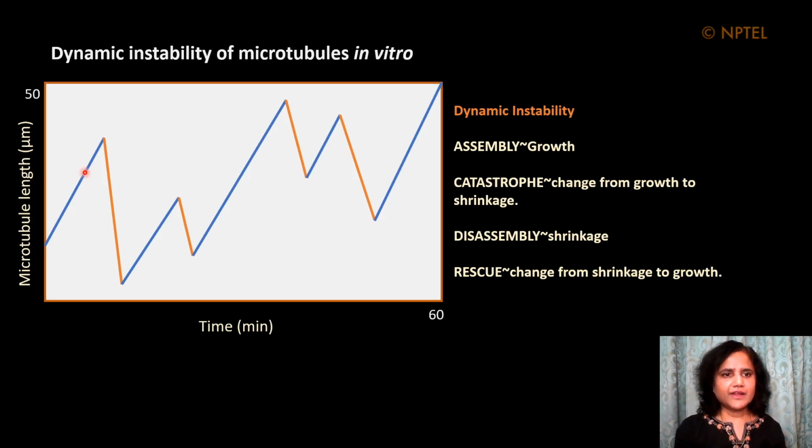And another event that can happen is referred to as a catastrophe, and that is a rapid transition from the growth phase of the microtubule to the shrinkage phase of the microtubule. So the microtubule that was growing suddenly starts shrinking at that same end. And this phase is known as disassembly, or it involves shrinkage of the microtubule, and this transition here is referred to as a catastrophe.